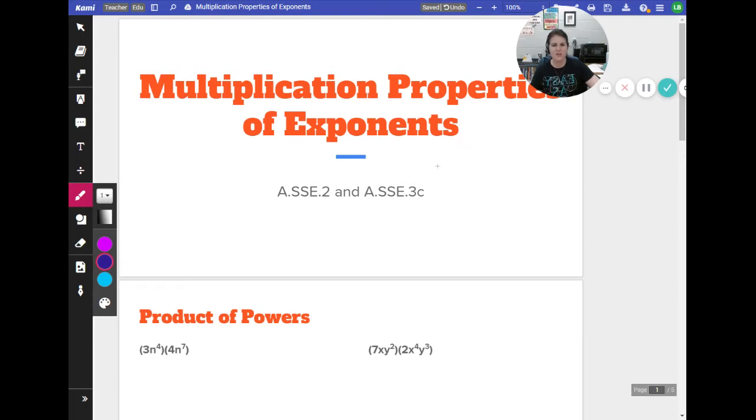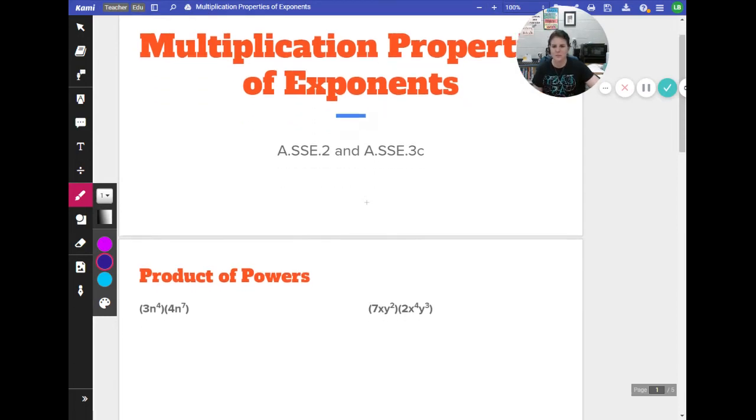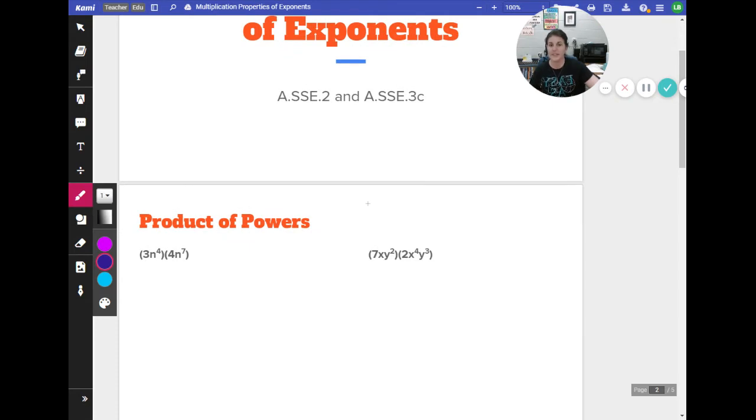Hey guys, welcome back to the multiplication properties of exponents. We're going to look at some things that I think you'll find to be fairly simple.